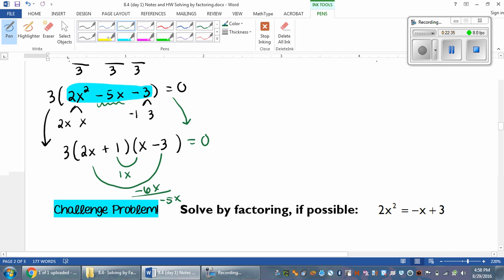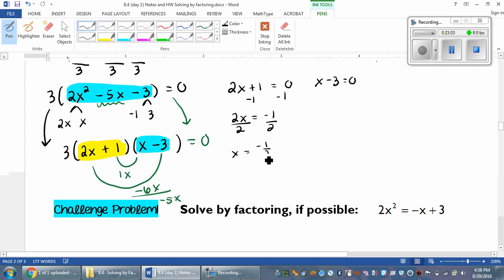From here, I have to set 2x plus 1 equal to 0 and x minus 3 equal to 0. Hopefully you understand why we do not set 3 equal to 0, since there is no variable. So we're going to set 2x plus 1 equal to 0, and then set x minus 3 equal to 0. From here, subtract 1 from both sides. 2x is equal to negative 1. Divide by 2, x is going to equal negative 1 half.